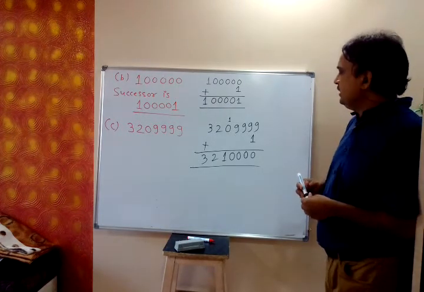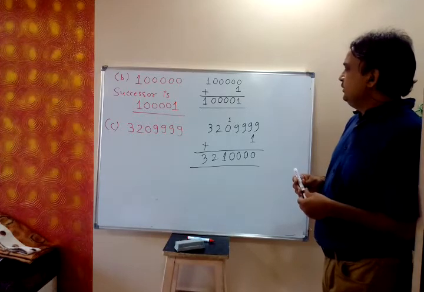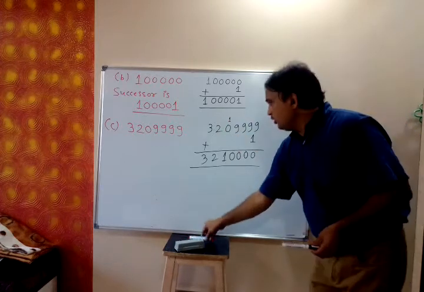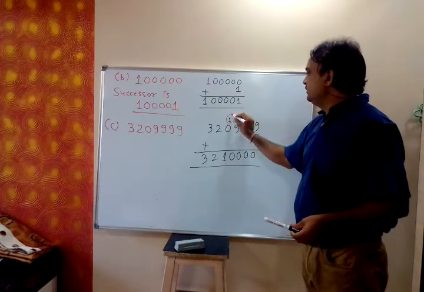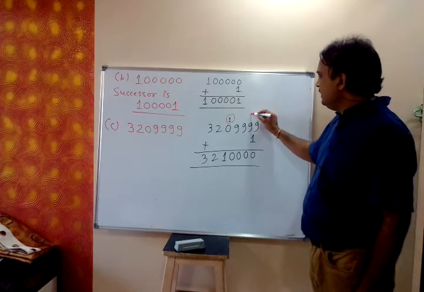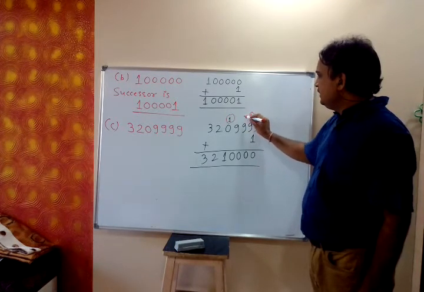32 lakhs 10,000. This 1 is carried forward. This top 1 I will add 0. 1 plus 0, 1 is carried, no? 9 plus 1, 10. 1 is carried.